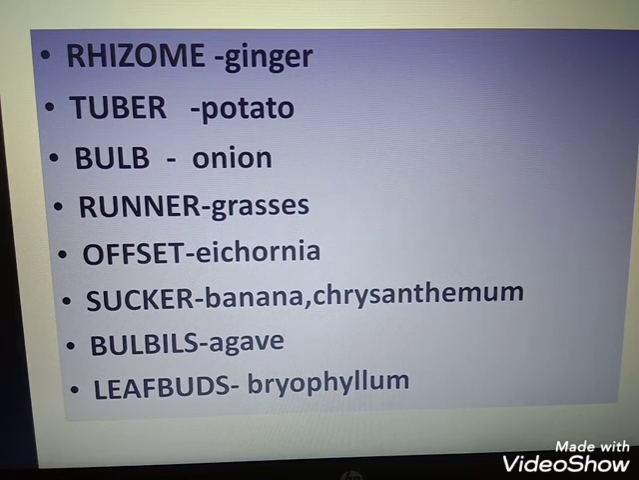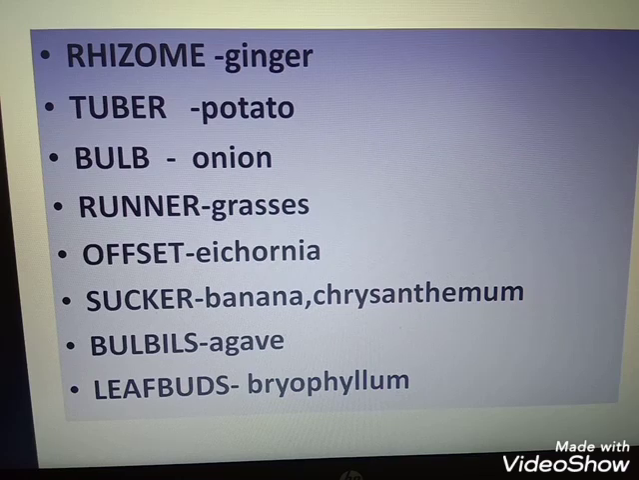Okay, the next one is bulb. Bulb is an underground stem reduced into a compact disc-like structure with adventitious roots. And food stored in fleshy leaves are overlapped into a bulb-like structure. So in the case of bulb, the important points are scaly, fleshy leaves and also adventitious roots. Clear it is. So examples for the bulb are onion and garlic.